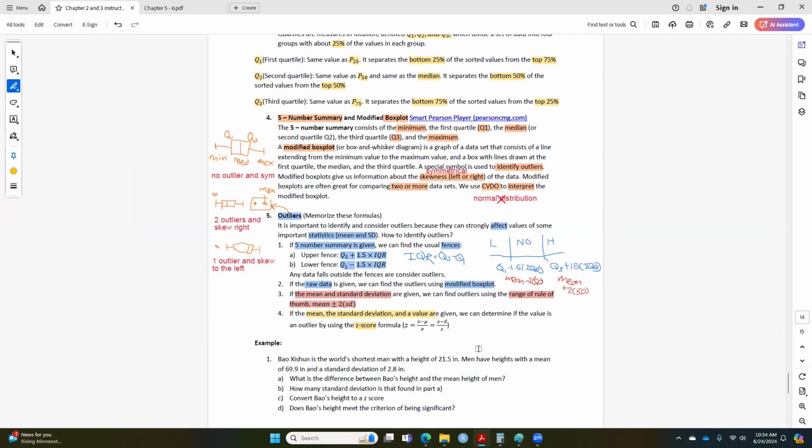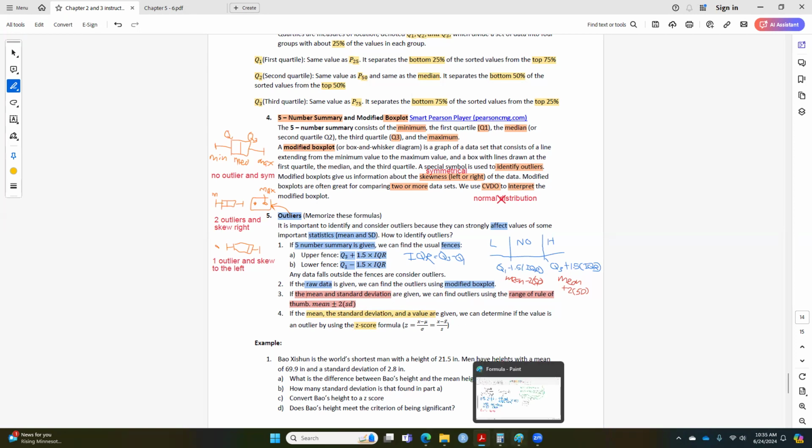Okay, so these are the 4 ways for us to figure out outliers, and it depends on what the question provides to us. Some students will ask me, David, the question gives us the 5-number summary and also the mean and standard deviation. So which way should I use, number 1 or number 3? Well, if a question gives you both, I will say it's up to you. You can use number 1 or you can use number 3. No matter which way you pick, you will still end up with the same answer.